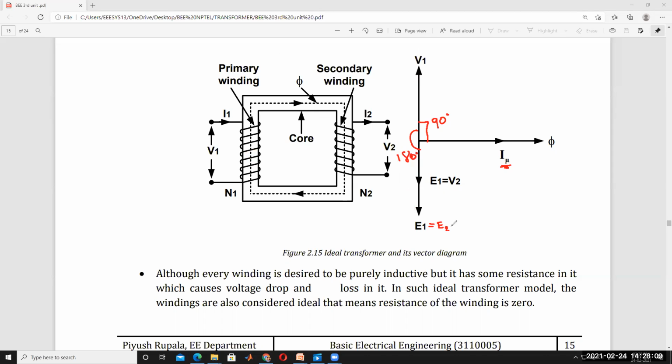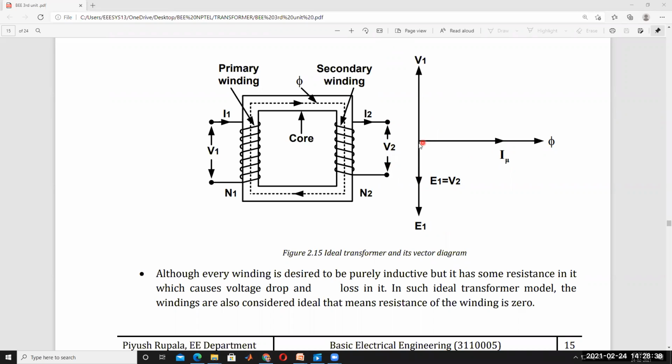Because the transformer primary winding is placed on the same core, the secondary winding is also placed on the same core of the transformer. The magnitudes of E1 and E2 are different, but E1 and E2 are both in phase, and in phase with V2, which is the voltage across the load. The V2 is connected across the load.